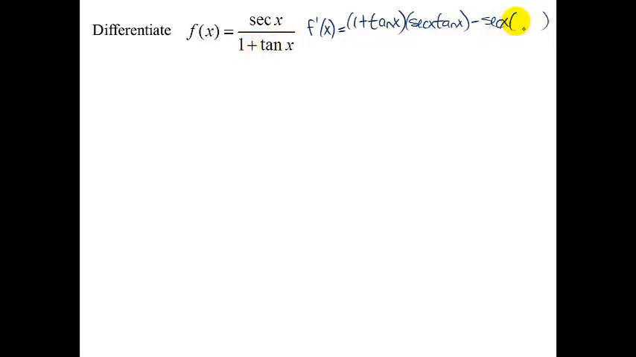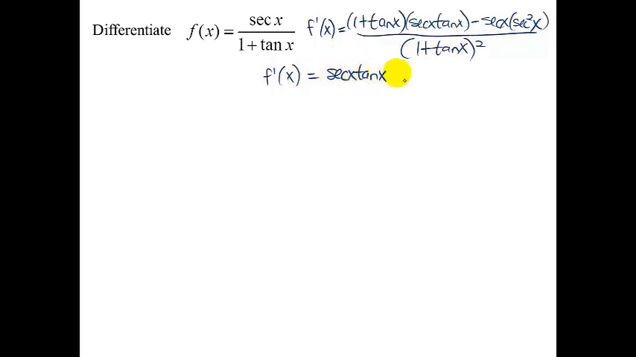Derivative of tangent x is secant squared x. And that's all over the bottom squared, 1 plus tangent x squared. So that's our quotient rule. Now let's go ahead and get rid of those parentheses in the numerator and see if there's anything we can do to simplify. So we're distributing the secant x tangent x.